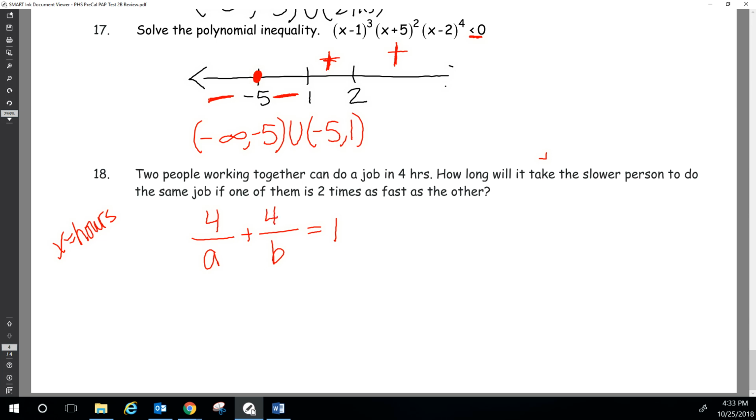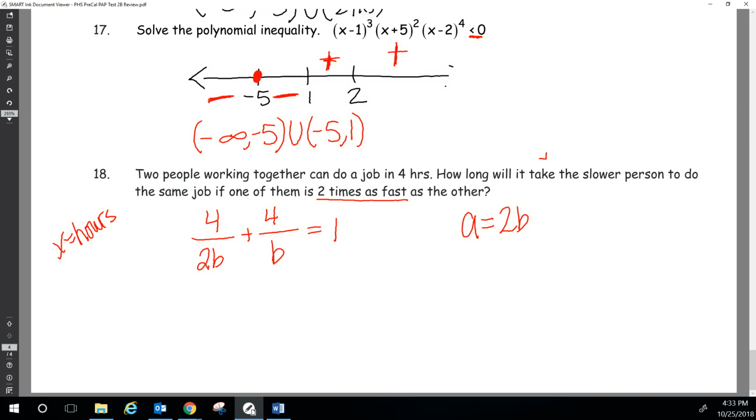And what I don't know is how fast these guys work. I need to get rid of either A or B, and fortunately they give us another piece of information. They said one person works 2 times as fast as the other. So let's say A works twice as fast as B. Now I can use this, and this is really like a system of equations, where this is one equation and this is another, and I'm going to use 2B and substitute it in for A. So instead of writing A, I've got 2B.